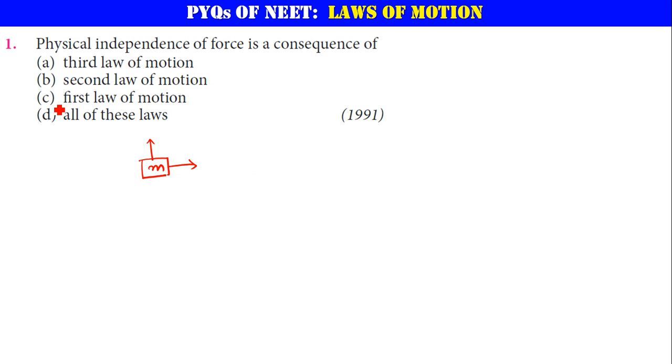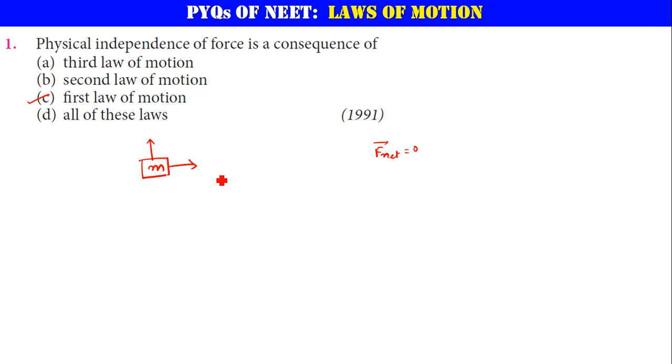That is the first law of motion. How? Let us consider what the first law of motion is. A body which is at rest or in uniform motion tends to stay in the same state of motion unless there is an external force acting on it. So what does it mean? F net on the system has to be equal to 0. Another way of saying it is the system has to be in equilibrium.